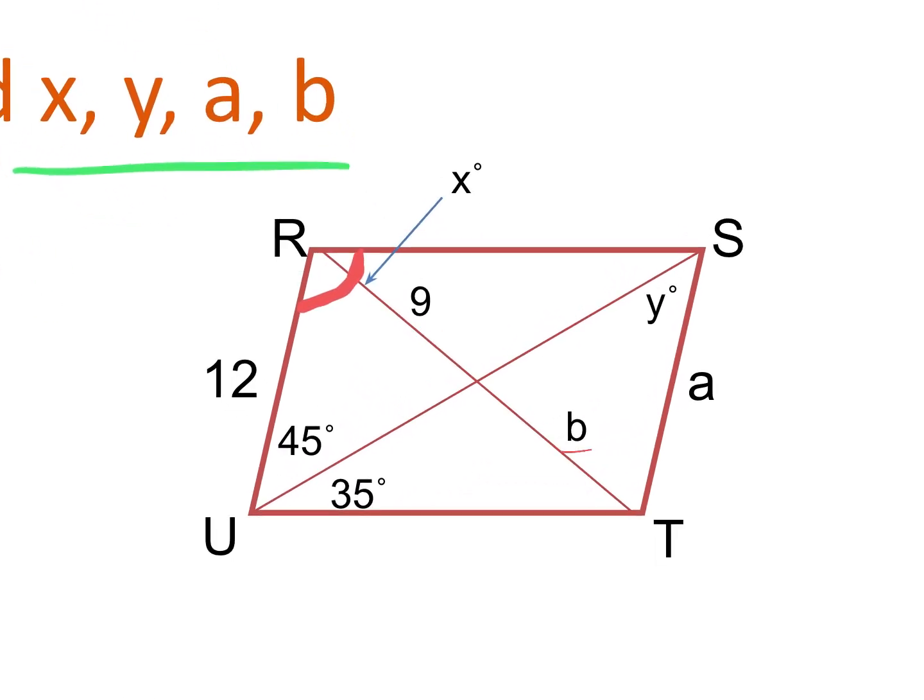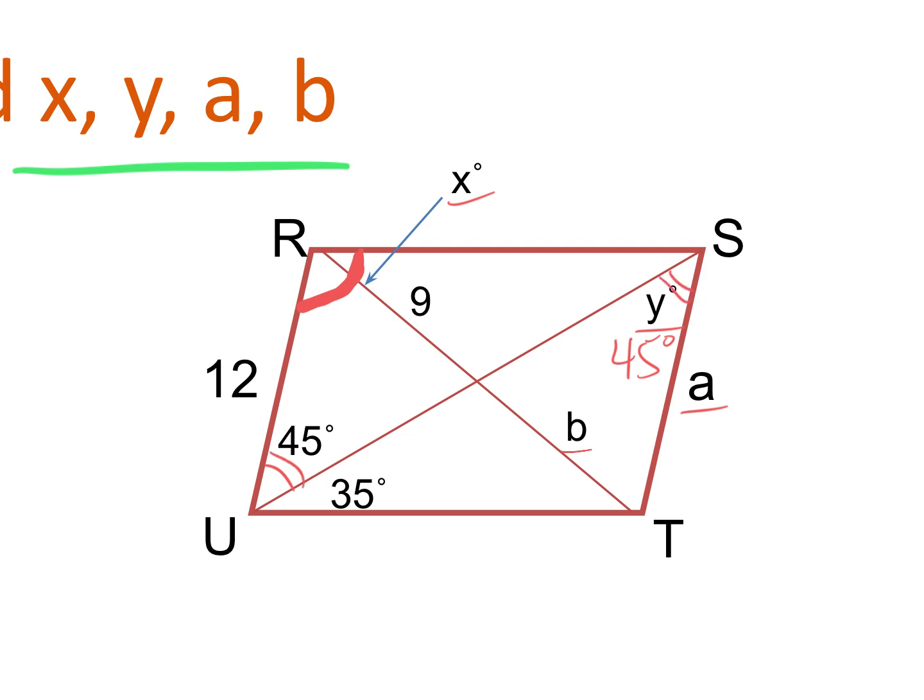Because we have B, we have A, we have Y, and we have X to solve for. You want to solve for Y? What would Y be equal to? Good, it's 45. Why is Y 45 degrees? It's alternate interior. These two have to be congruent. Very good.